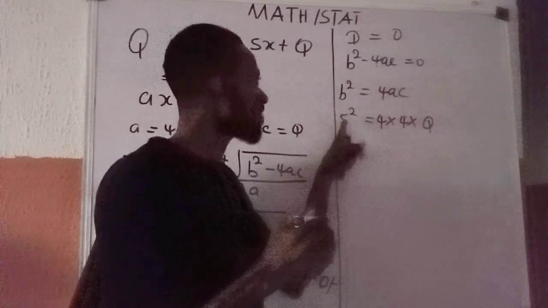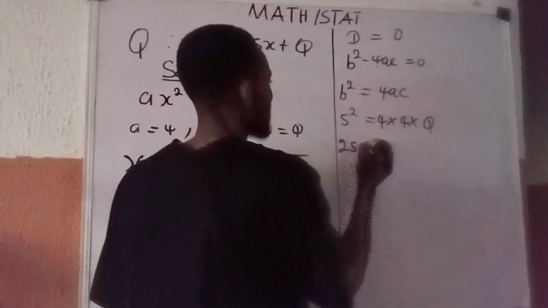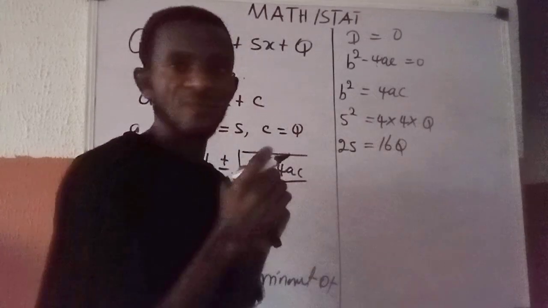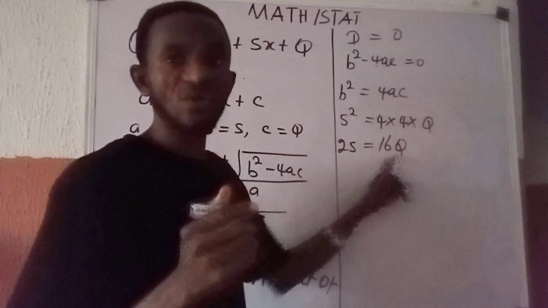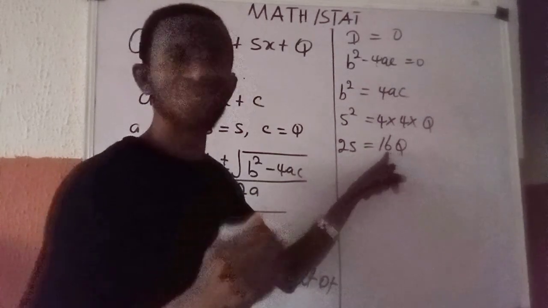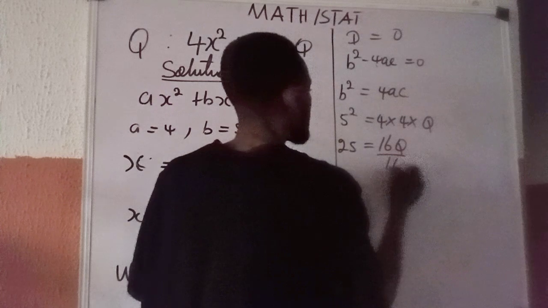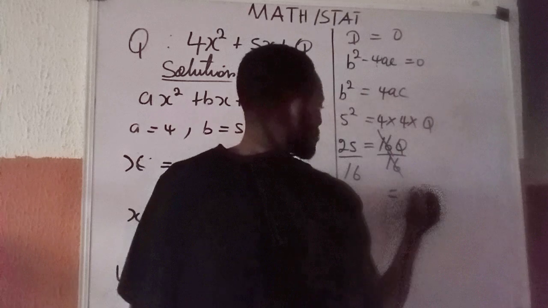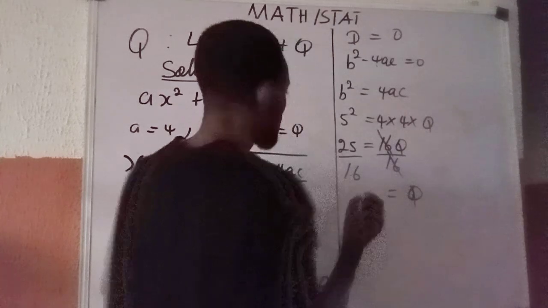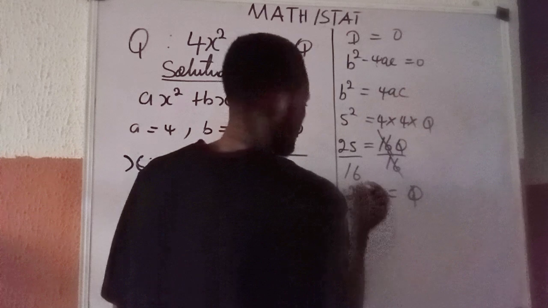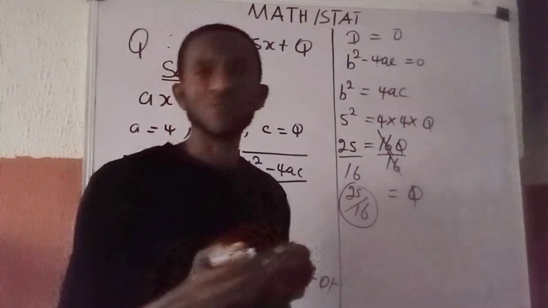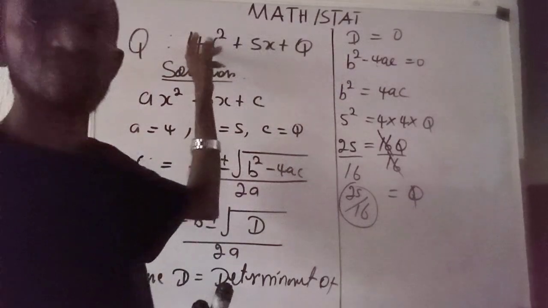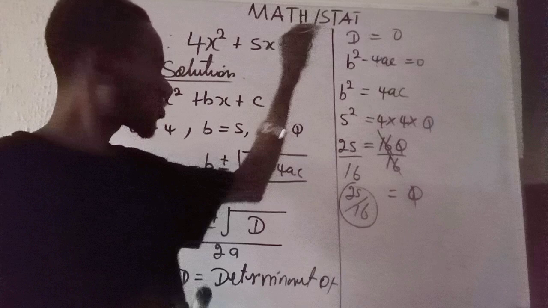So I will now come here. Of course, 5 raised to power 2 will give me 25. This equals 4 times 4, which is 16, so it becomes 16q. For me to make q stand all alone, I'm going to divide both sides by the coefficient of q, which is 16. So that 16 cancels 16, and what is left is q. This q is now given as 25 over 16, which can be reduced to a mixed number. So the value of q that makes this expression a complete square or a perfect square is 25 over 16.